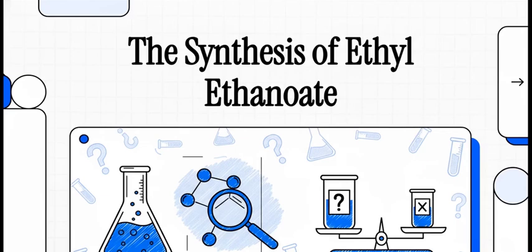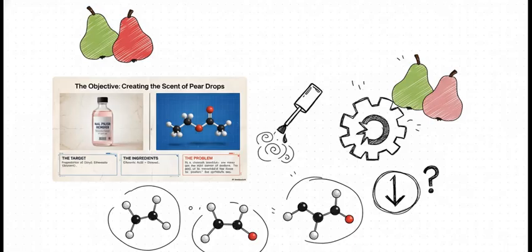All right, let's open a new case file. Today, we are diving deep into the synthesis of a common chemical to solve the mystery of the missing product. Yeah, this is a classic story of expectation versus reality all playing out right inside a chemistry lab. So our target is this stuff, ethyl ethanoate.